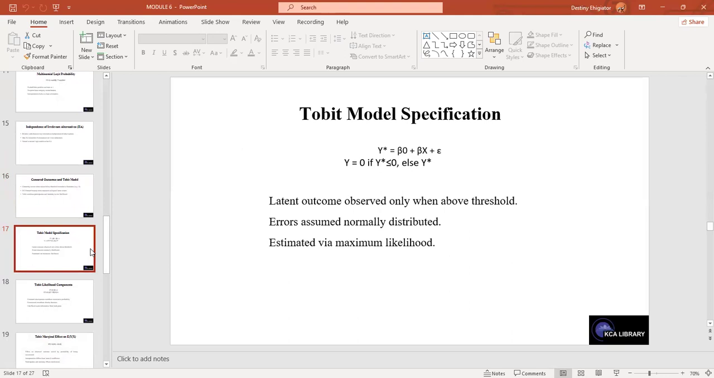Let's look at the Tobit model specification. This is the equation. The latent outcome is observed only when above the threshold. The error is assumed normally distributed, and the model is estimated via maximum likelihood.